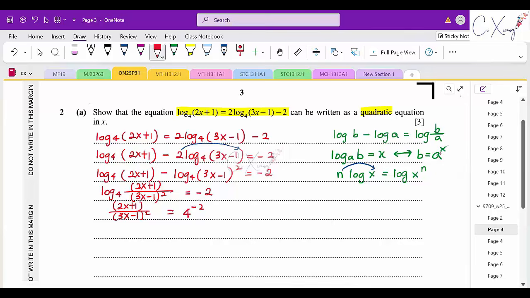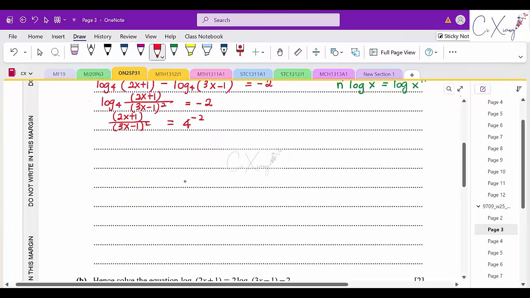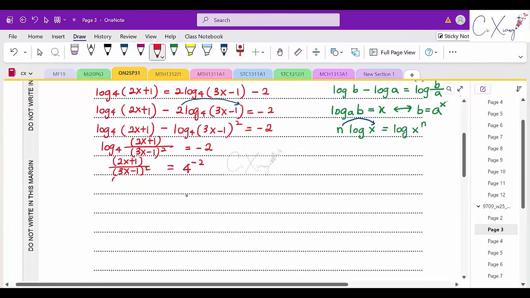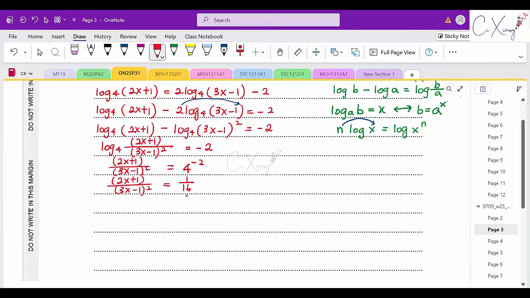This is how I get rid of the log before I can express my equation into a quadratic form equation, right? And next, this looks so complicated, right? Okay, so I try to get rid of all the denominator at both sides. Okay, what I do here, I put 16 to the other side. Then 3x minus 1 squared to the other side.